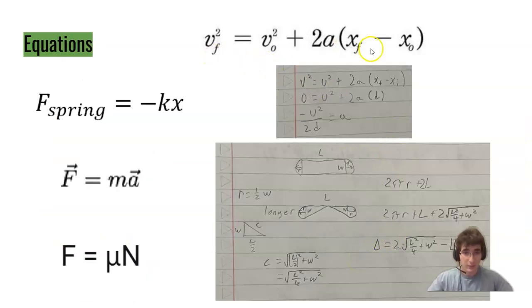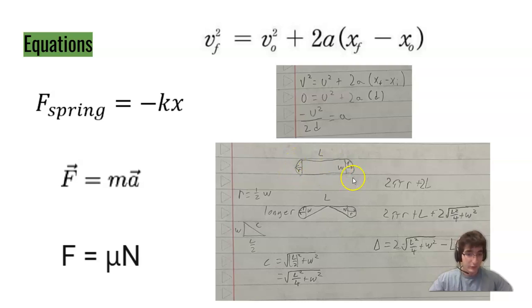I used this kinematic, and then from this kinematic I derived an equation for acceleration using the distance that the car traveled and the initial velocity of the car. And then I have an equation for the force of a spring using the spring constant and the displacement of the spring, F equals ma, and then the force of friction using mu, which is the kinetic coefficient of friction in this case, and then normal force.